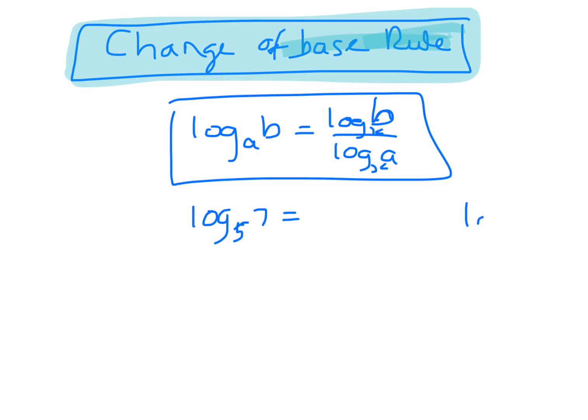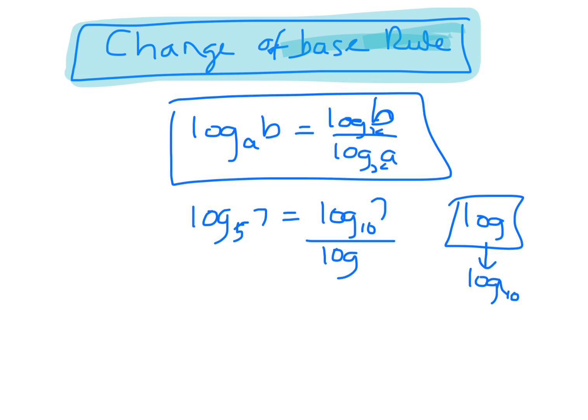So on your calculator, the LOG button is just base 10. So that equals log 7 base 10 over log base 10 of 5. And then in your calculator, you just have to put log 7 and divide it by, or put it over, log 5. And you end up with 1.21. That's to 2 decimal places.